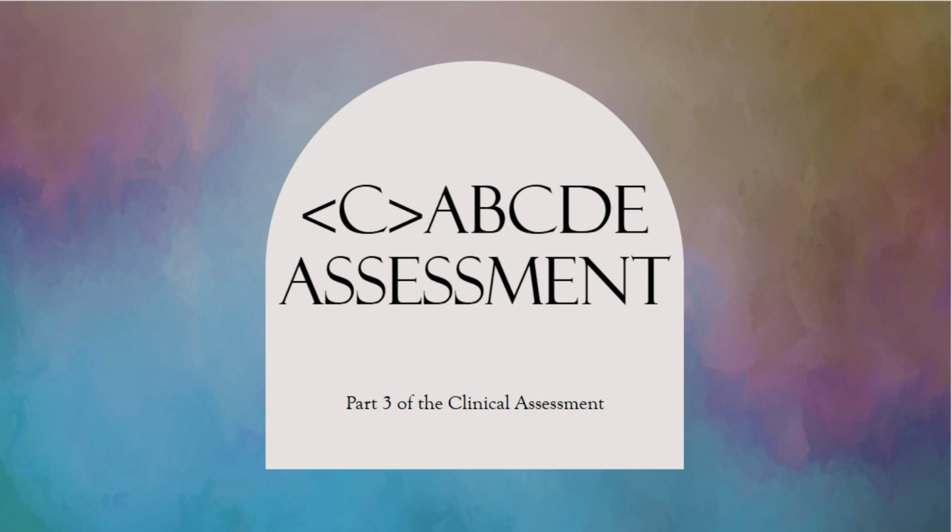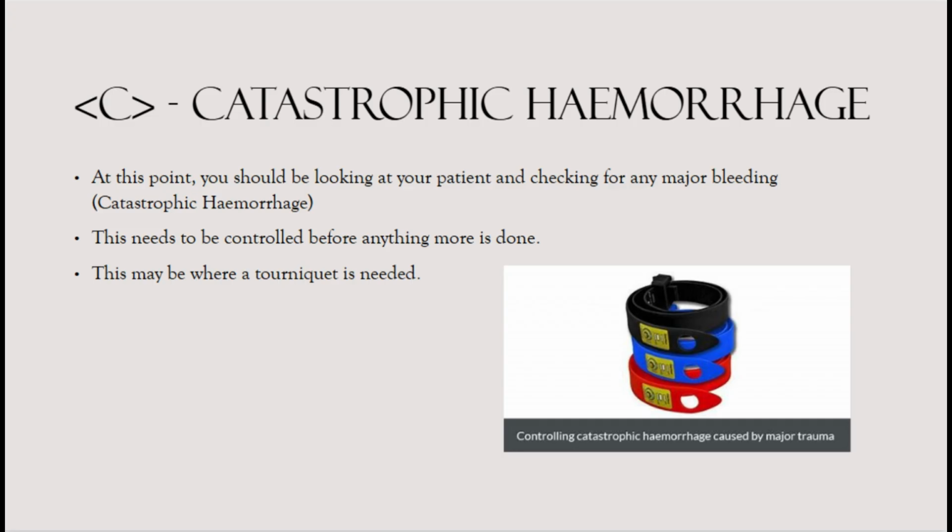This video is on the A to E assessment, which is part 3 of your clinical assessment. Your first step is C, your catastrophic hemorrhage. At this point, you should be looking at your patient and checking for any major bleeding. This needs to be controlled before anything more can be done. This may be where a tourniquet is needed. There is a picture here that shows a regular tourniquet that may be provided to you.